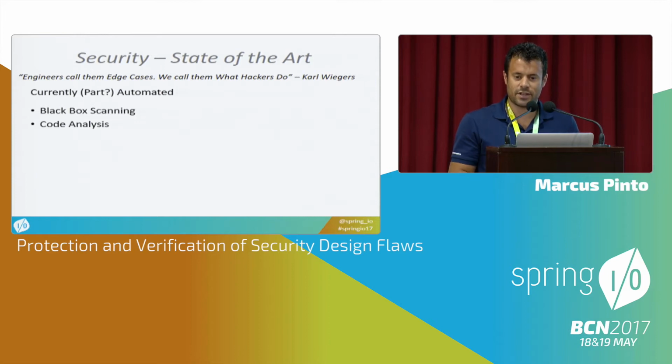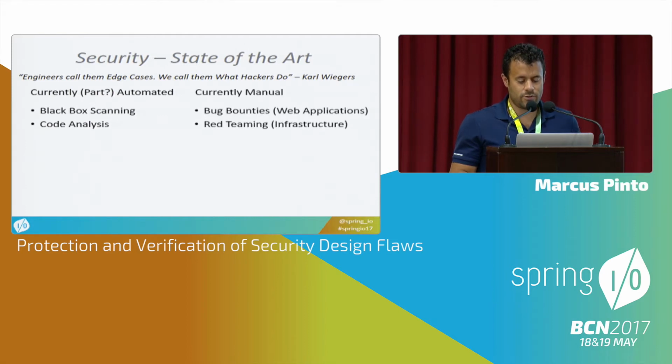Okay, so that seems like quite an easy way of finding vulnerabilities. The problem is that it only finds you those 60%. It still leaves the other 55% untested. So we do currently have manual processes for doing that.